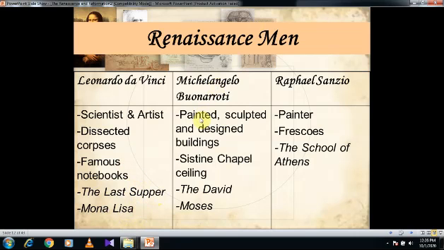Michelangelo also painted, but he was famous for his sculptures and buildings. He was famous for his details. He made the ceiling of the Sistine Chapel, which is a very famous feature in Rome. He has two very famous sculptures, David and Moses. Finally, Raphael Sanzio is also a painter. He was more of a writer than a painter or a sculptor, if you compare him to Da Vinci as an artist. He published the book called The School of Athens.